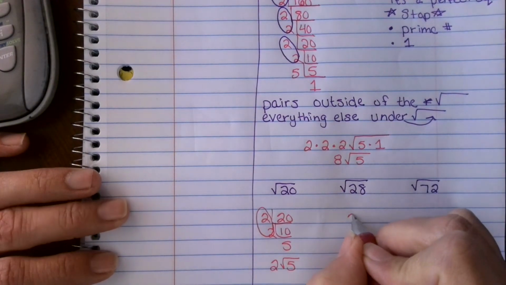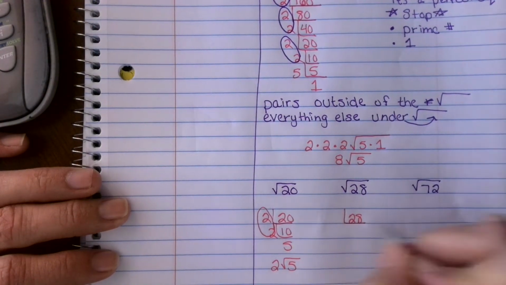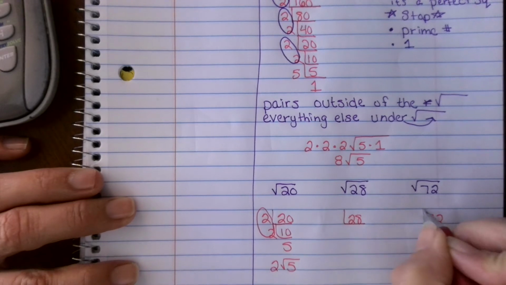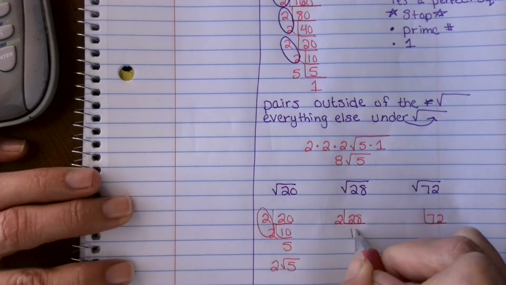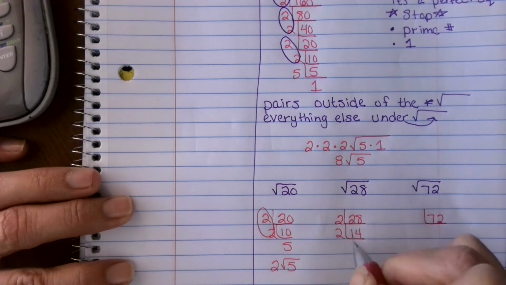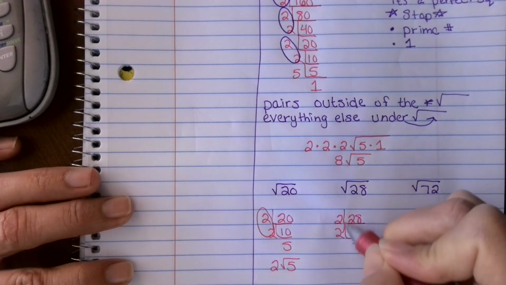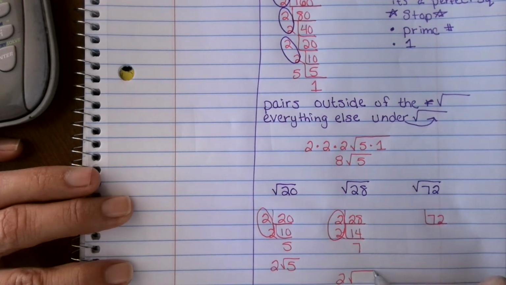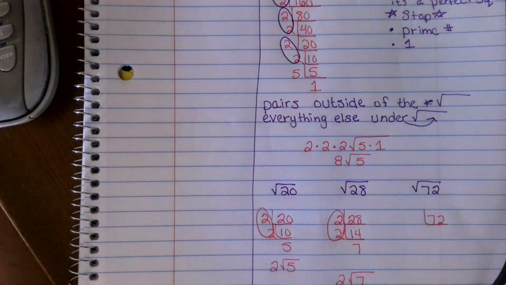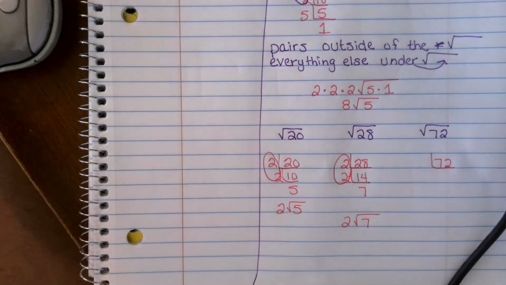Okay, let's check your answers. We have radical 28 and radical 72. So I'm going to do my downward stacking. Half of 28 is 14. Half of 14 is 7. Circle your pairs. You have 1 pair of 2s, and everything else goes under the radical. So you should have 2 radical 7.